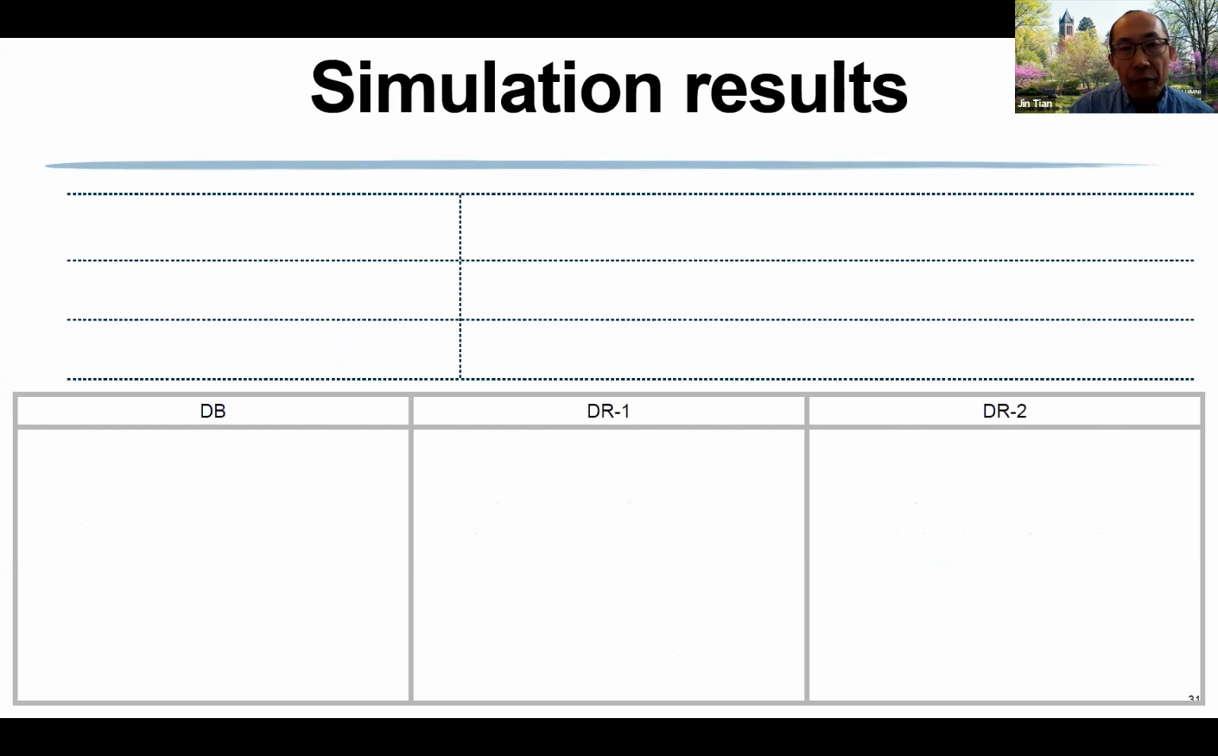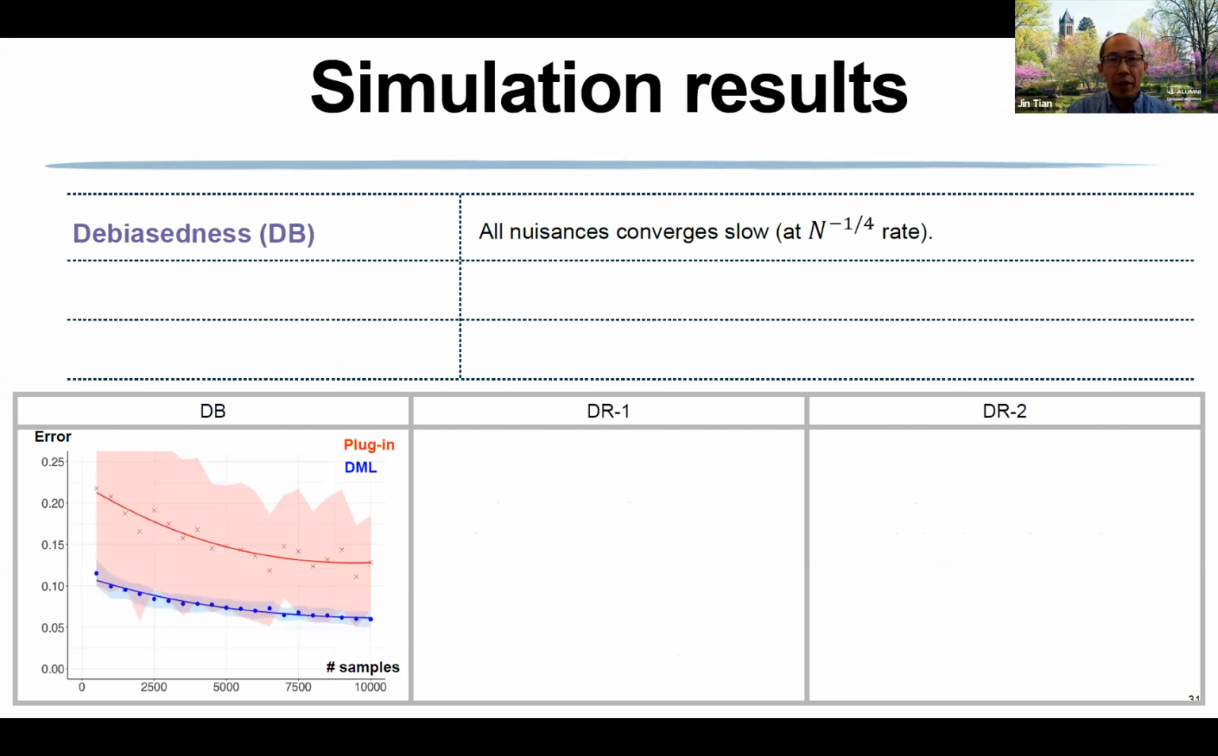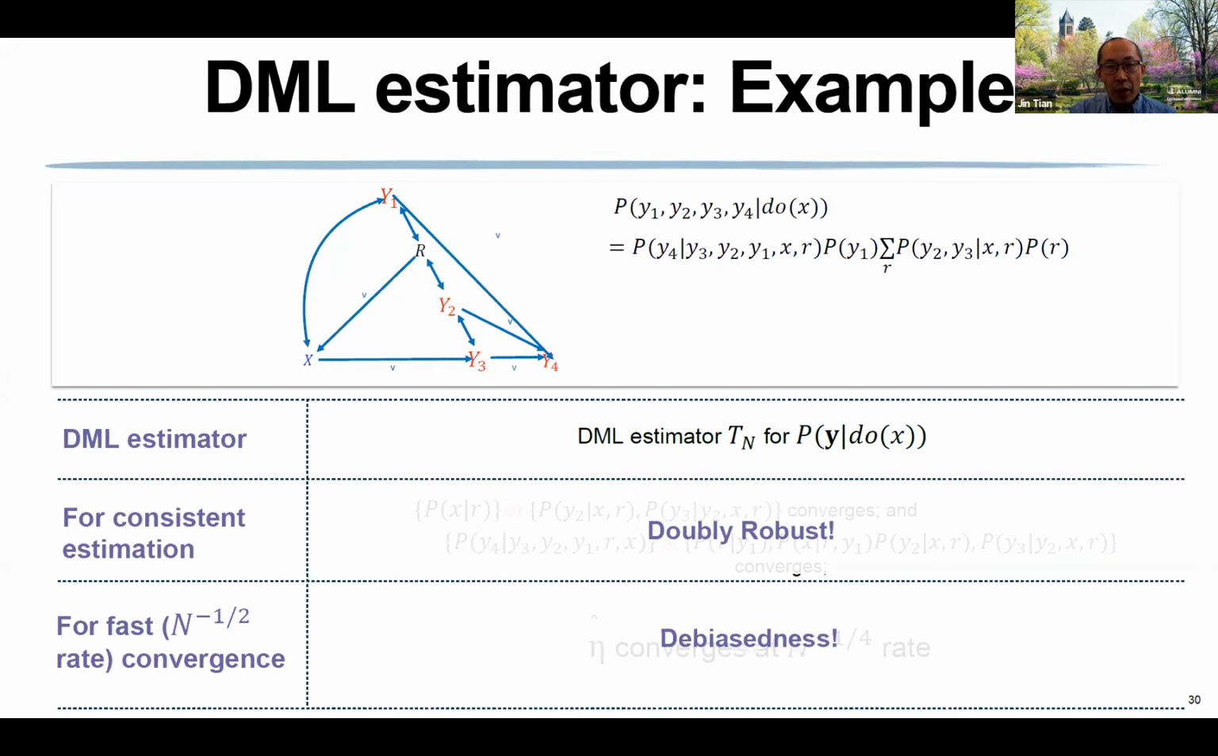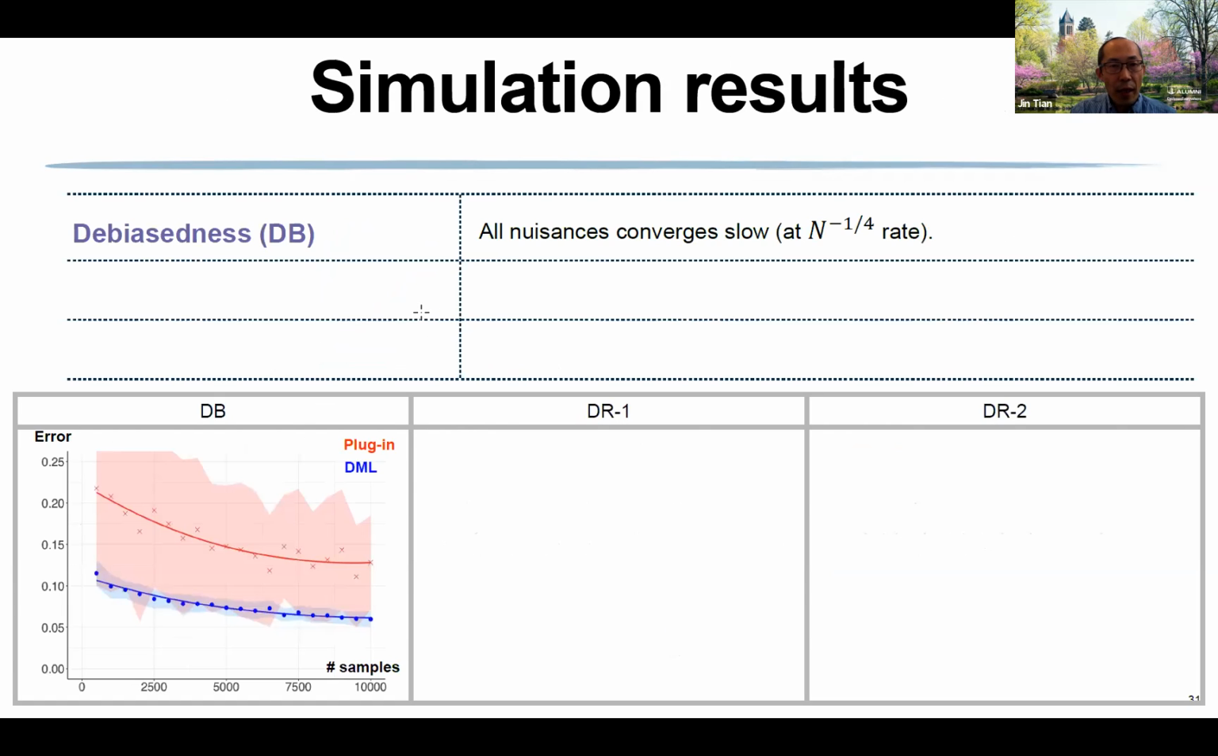Also, we have confirmed our results with simulation experiments over this graph. We simulated a structural causal model and used it to generate simulated data. So here is the experiment on the debiasedness property. Compare the plugin estimator and our DML estimator. And see, for the plugin estimator, the variance is very large. So this shows the debiasedness property.